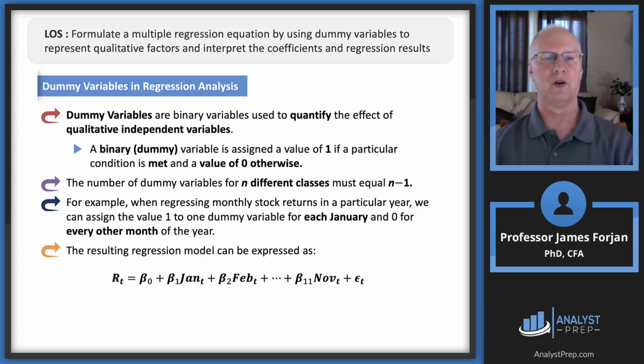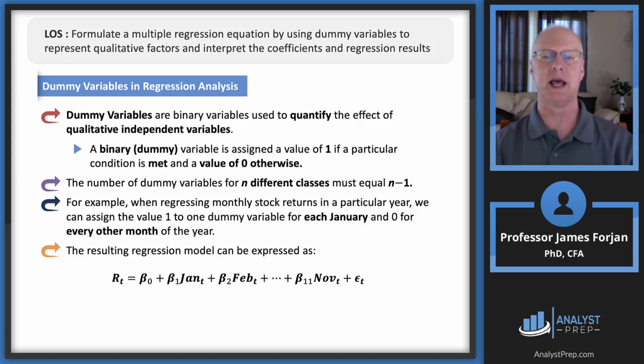So notice that first arrow point. Quantify the effect of qualitative independent variables. So there's the binary variable, 1 or 0. All right, so let's go ahead and think of an example other than my dividend example.